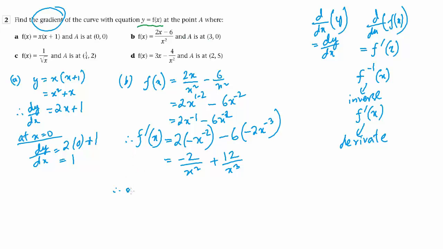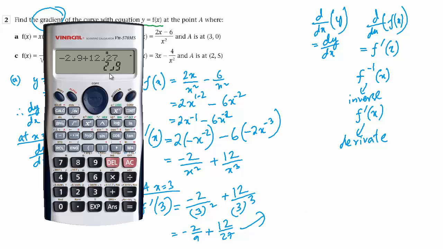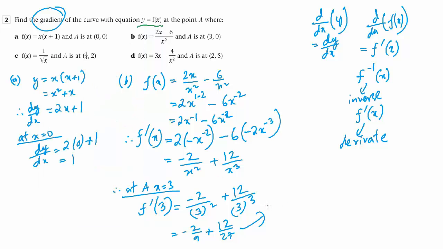So therefore now we have to find the gradient at the point A again. So at A, this time the x coordinate is 3. So x equals 3. So let's find the gradient. So f prime 3, just the different notation, is the same as dy by dx. Minus 2 divided by 3 squared plus 12 divided by 3 cubed. So this would be minus 2 by 9 plus this would be 12 by 27. So this turns out to be 2 by 9. So the gradient of the curve is 2 by 9.